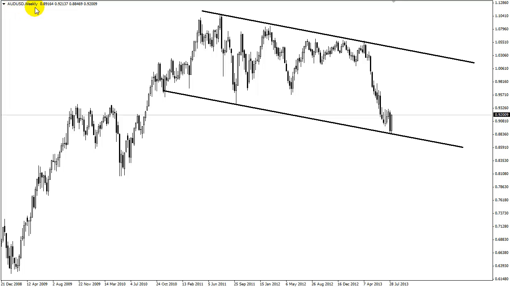This is the weekly chart of Aussie dollar, and here we can see that the market is trading inside this downward channel, and right at this week and the previous one, market has tested the lower border of this channel, so market is at support, and this suggests that some upward move, some bounce may come on the next weeks.